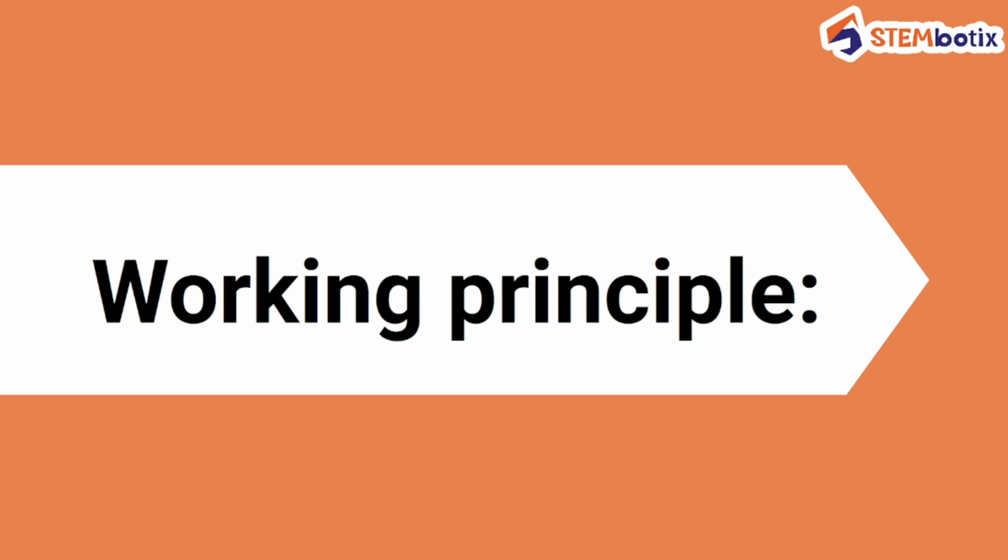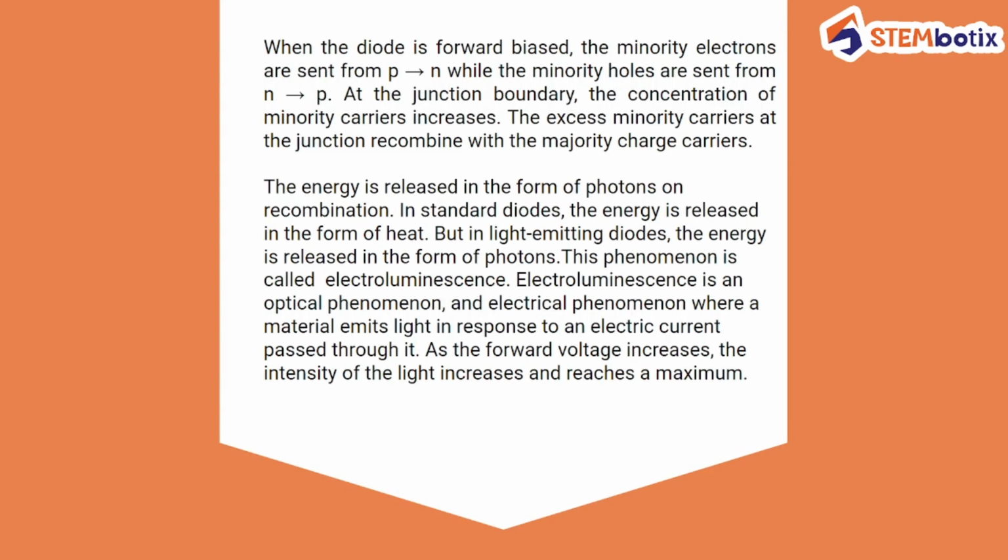So let's see the working principle. When the diode is forward biased, please keep in mind, this will apply only when the diode is in forward bias condition. The minority electrons are sent from P to N, while the minority holes are sent from N to P. Now at the junction boundary, the concentration of minority carriers increases.